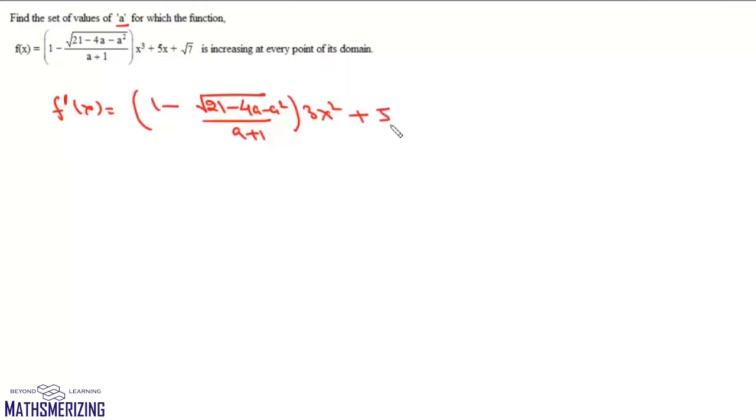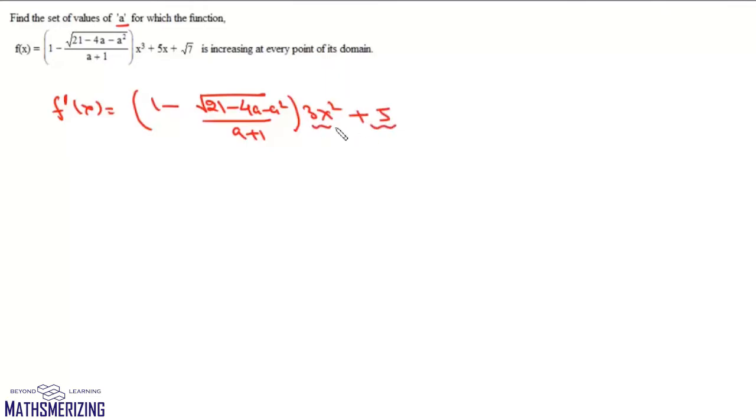Now here the question is, find the set of values of a for which this function increases at every point in its domain. Now if we find f dash x, it will be 1 minus under root of 21 minus 4a minus a square upon a plus 1 into 3x square plus 5.